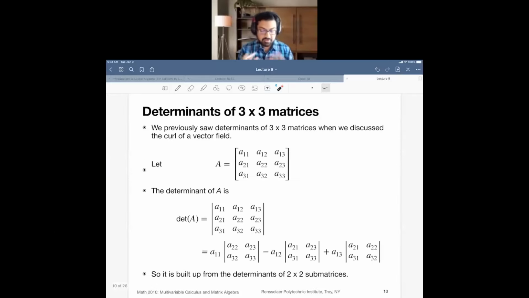So for a 2x2 case, that would be how you go about finding the eigenvectors or eigenvalues for a 2x2 matrix. Next, we are going to look at determinants of 3x3 matrices, but in a slightly different manner.